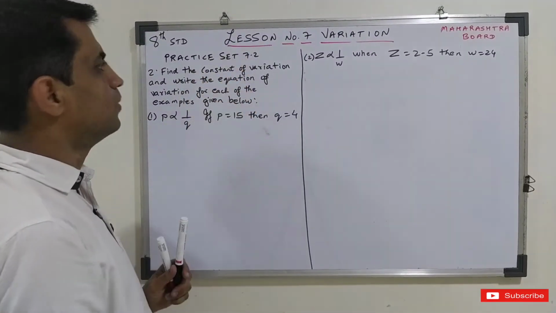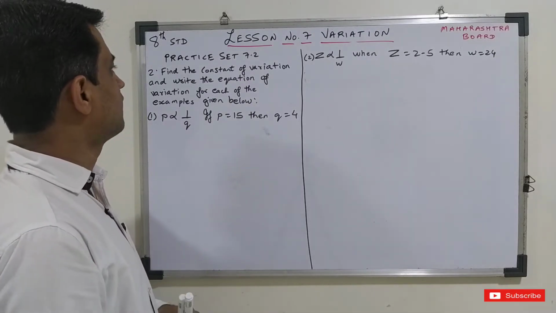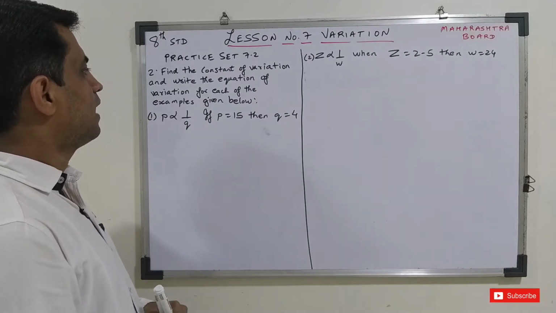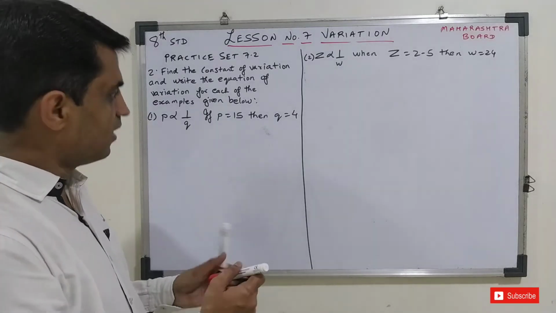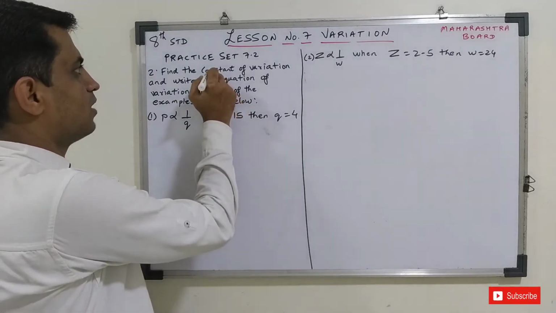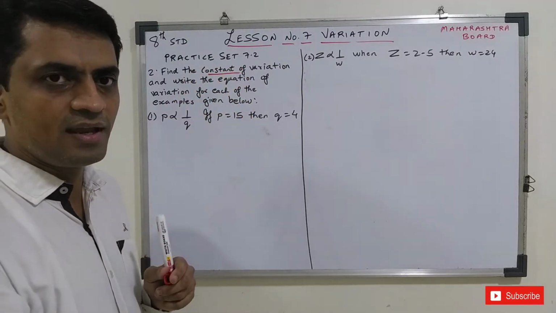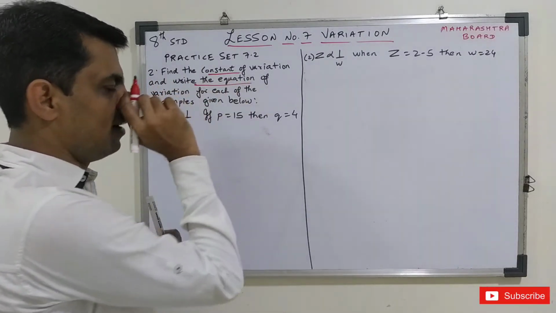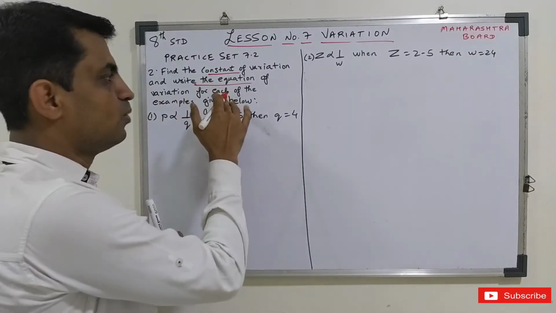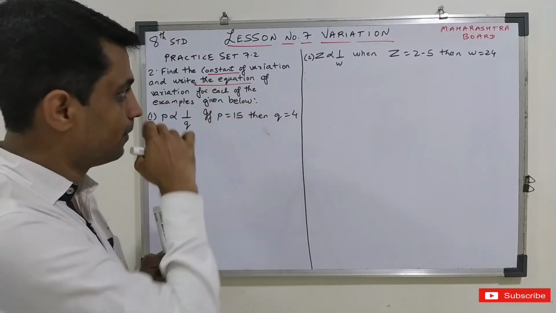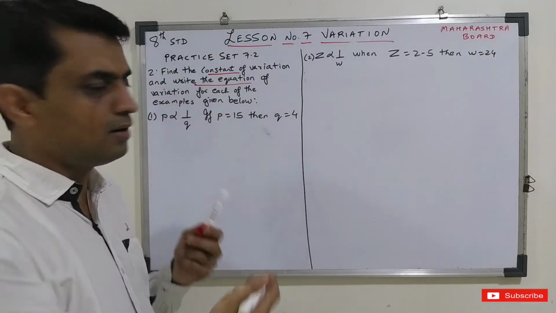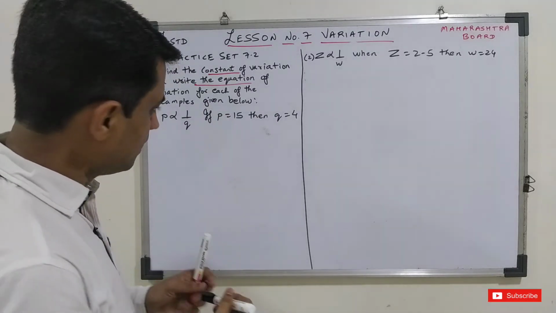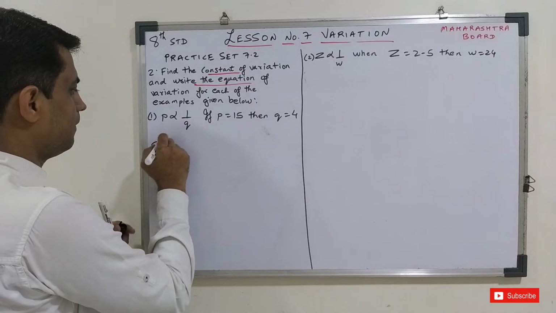Practice set 7.2. Find a constant of variation and write the equation of variation for each of the examples given below. Now what do we have to find? Let us see. We have to find the constant of variation. What does constant of variation mean? K we have to find. Correct? The equation of variation we already know how to find. We will find K, then substitute the value of K. That's it. No other values you have to find here, like what we did in the table. So it is a very simple sum. I am writing the solution here.